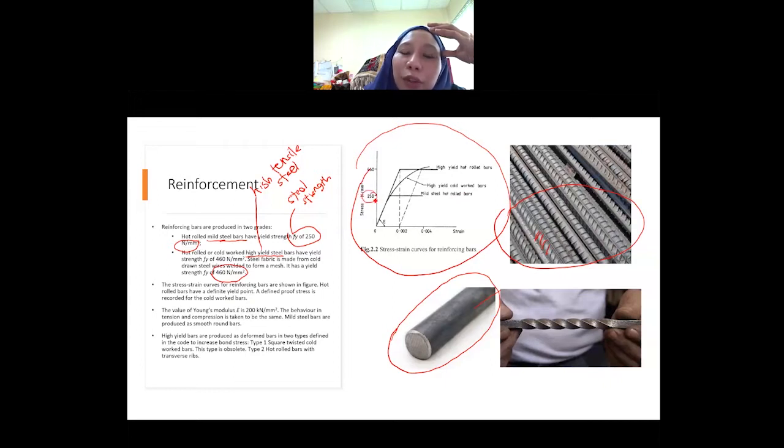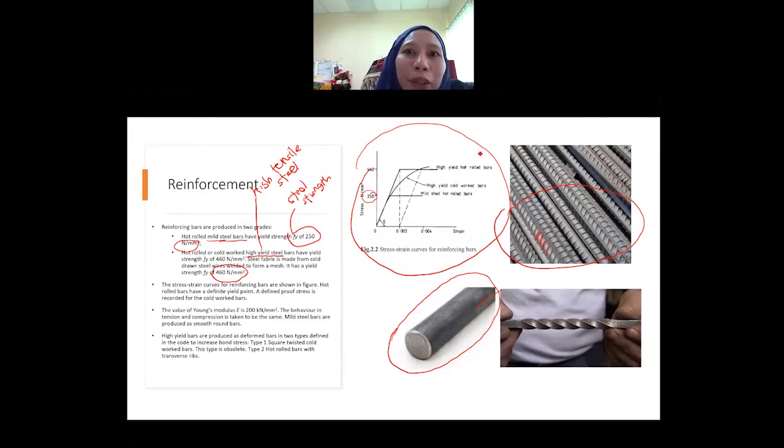So this one I believe that you pernah belajar masa part 2 dengan I juga, yang kita ada belajar pasal stress, strain and modulus of elasticity chapter 1 eh. That one dia buat experiment. Actually the theory is about the experiment where you are pulling out a rod. Okay, this graph is made from that kind of experiment. From this graph also shows that the stress for mild steel is lower compared to high yield hot roll bar and also high yield cold work bar.